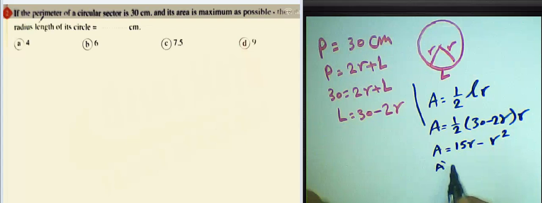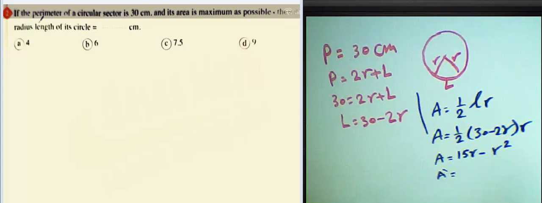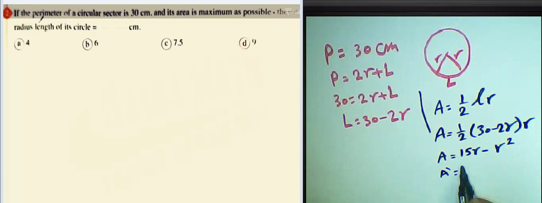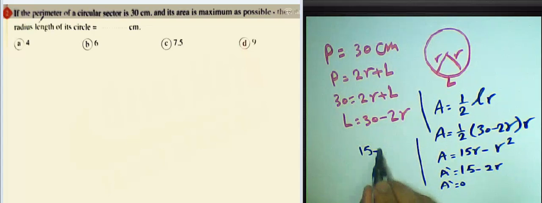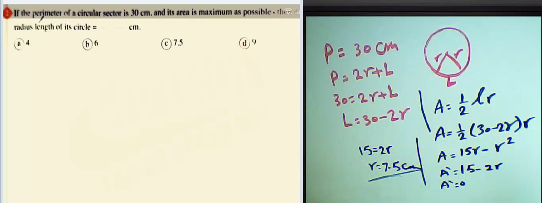Then the derivative, A dash, equals 15 subtract 2r. We must put A dash equal 0, then 15 subtract 2r equals 0, then 15 equals 2r, so r, the radius, will be 7.5 centimeters. Choose letter C.